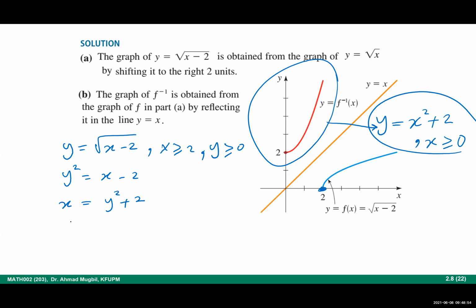Here we are. Now interchange. So let me write here what x is. Y is greater than or equal to 0. Now let's interchange. So it will be x squared plus 2. Interchange here also, shabab.